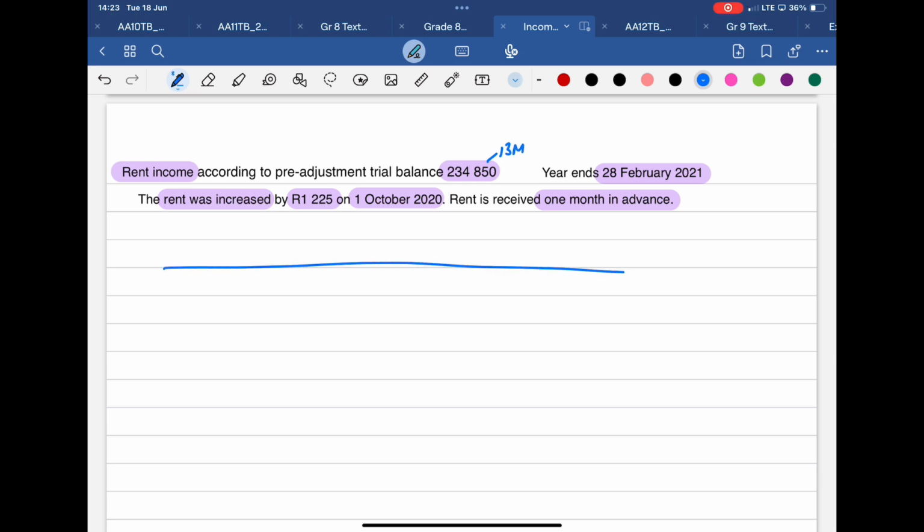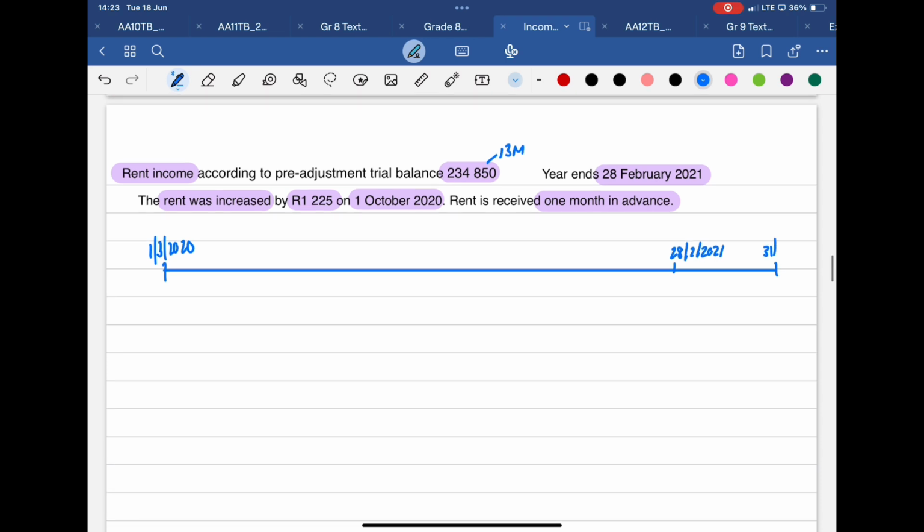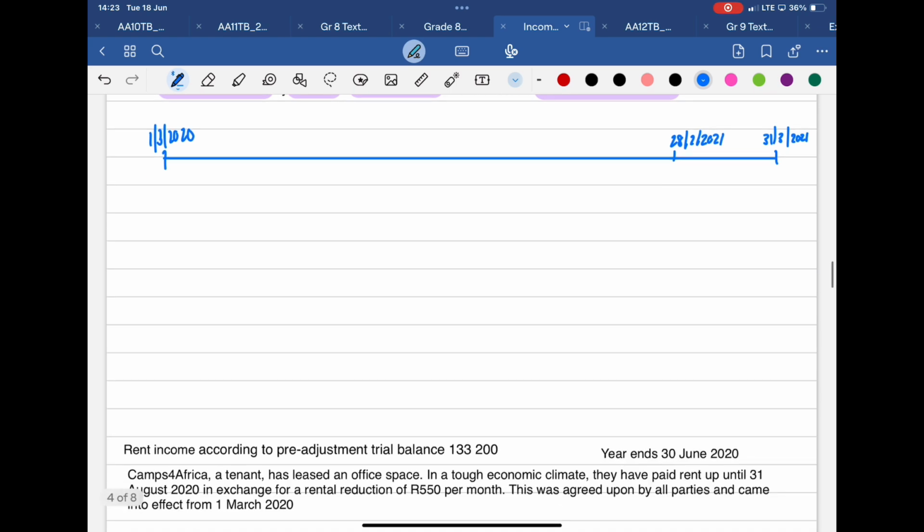So therefore we need to do an adjustment. First things first, draw a timeline. My year starts 1 March 2020 and ends 28 Feb 2021. They then tell me we've received 1 month extra, so we've also received up until 31 March 2021. I've plotted the start of my year, the end of the year, and the end of March, until which we've received the rent.